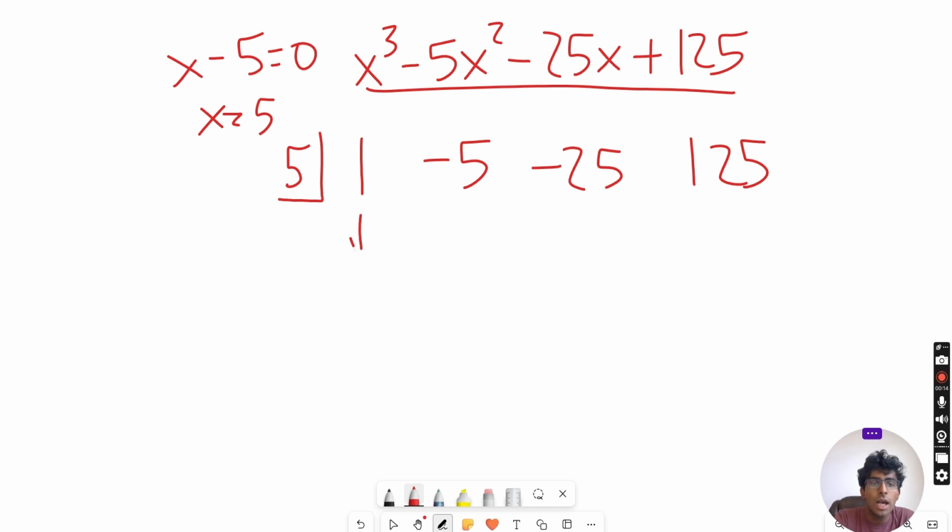I'm going to pull this 1 down here, and then we're going to start. We're going to do 5 times 1, that's 5.